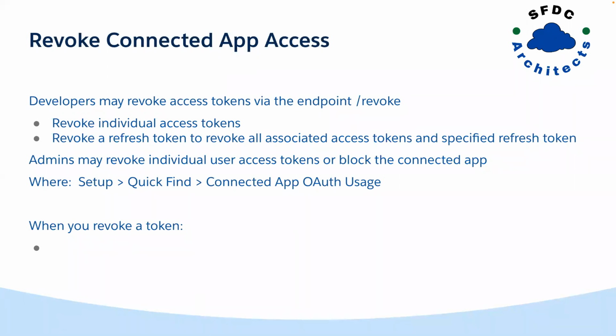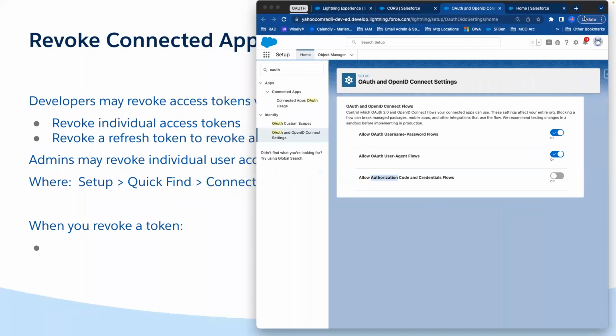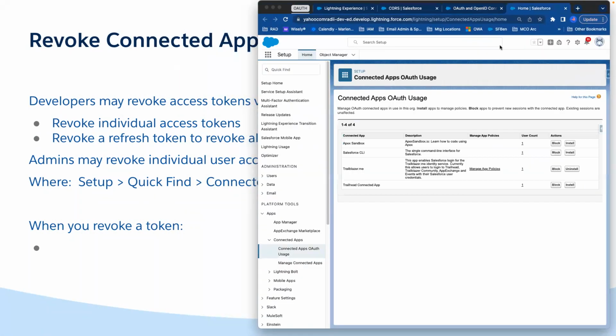So let's go look at where you revoke access to connected apps. So you go to connected app OAuth usage, and then here I installed this Trailblazer Me connected app just because I wanted to play with it. And you can see I have a couple other ones. If you've never used Apex Sandbox IO, it's a pretty cool website. You can test your coding skills.